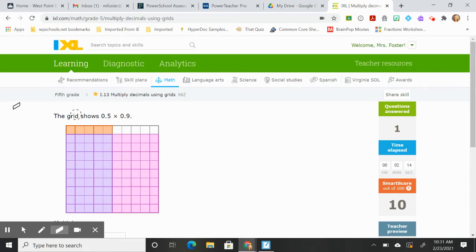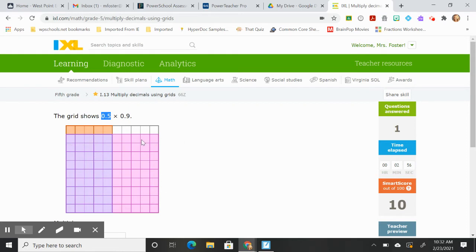The ones that have 5/10 or a half really show exactly what we're talking about here. So this grid shows 5/10 times 9/10. I can say I'm taking half of 9/10. So what color is represented by 9/10 in this grid? I started with pink and orange. My 2 original colors were pink and orange. Which color is 9/10? Pink. The pink portion is 9/10.